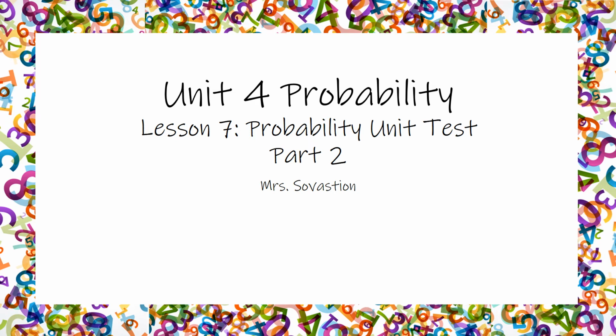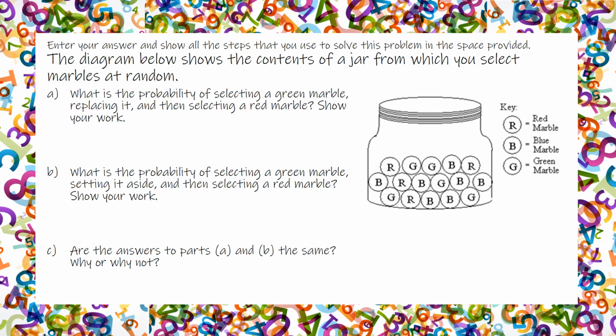This is Miss Sebastian, and we're going to look at Unit 4, Probability, and this is the Unit Test Part 2. So we're going to look at how you can go through a similar problem than the one that you are looking at. So this is kind of what your problem looks like. I changed the wording a little bit so that my problem is a little different than yours, but you get the idea of how to solve.